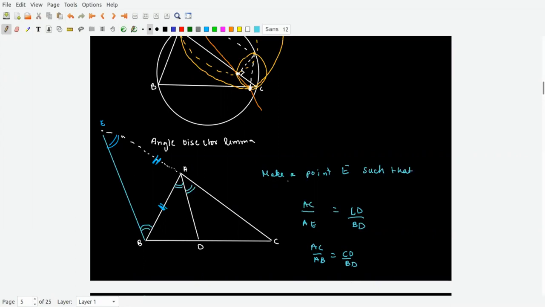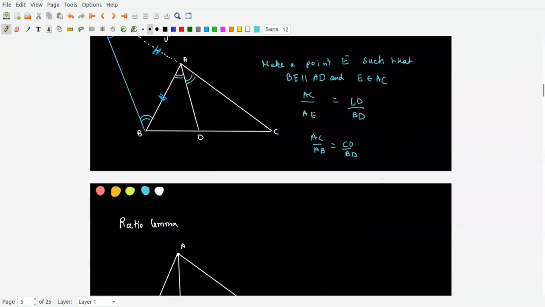Make a point E such that BE is parallel to AD and E belongs to AC. If you guys can't understand my handwriting, just question me. I have a very trashy handwriting. Sorry for that.